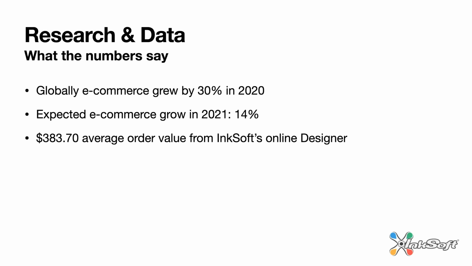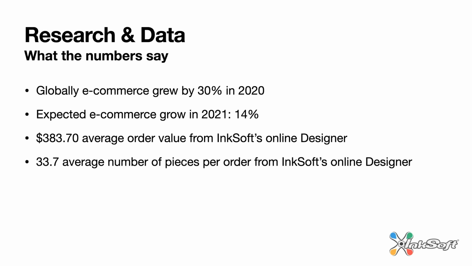Now, here's two specific data points that come right from InkSoft. So when looking at historical transactions from InkSoft's online designer, the average order value, so the average order size is just south of $400 with an average units of 33.7. So this kind of goes to show that the opportunity is really for the short run length orders. Consumers generally aren't buying 1,000-piece traditional orders from the online designer. They're ordering for a family reunion or a small engagement or a small event, right?